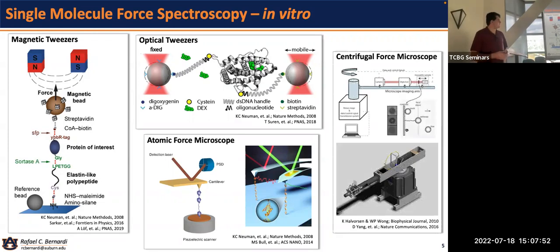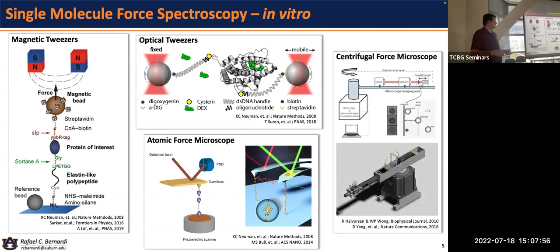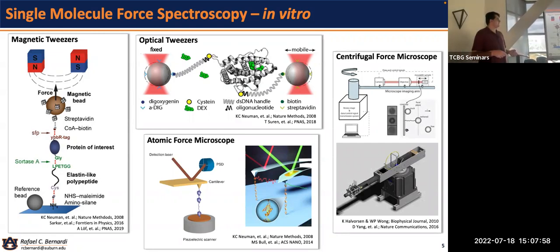Another way that's more recent is to use a centrifugal force microscope. And what you do there is you have basically the same idea as the optical tweezers. You're going to have a sphere that you can detect with a fluorescent microscope. But instead of using an optical trap, you have the molecules attached to a surface. And then when you spin very fast, you're going to have a centrifugal force, right? So you're going to basically make all these molecules go away from the glass that is in the center.